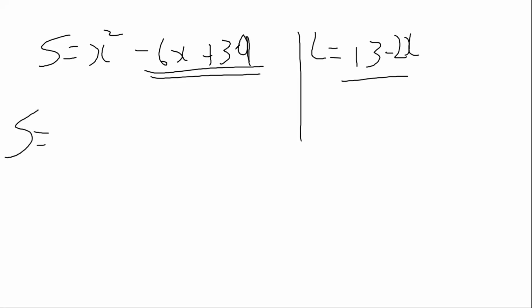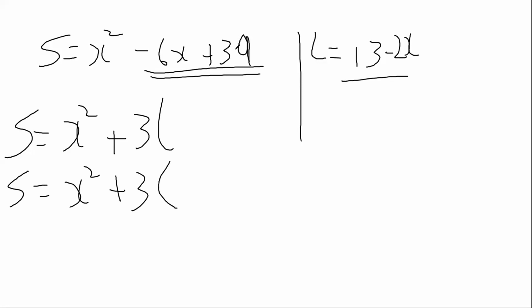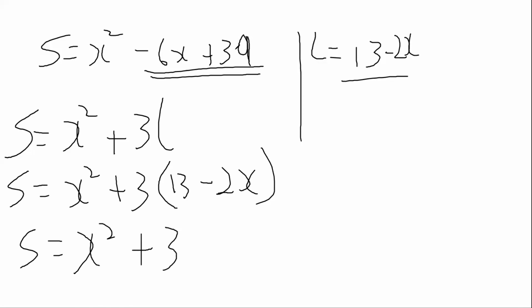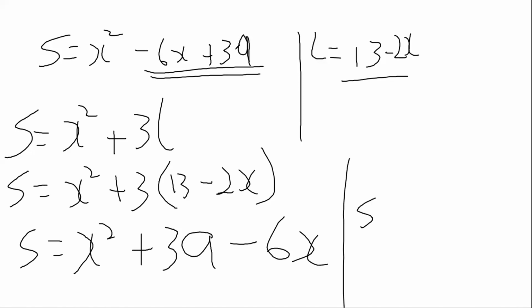That being said, we can say that 3x squared plus 3L will give us x squared plus 3, and we know the value of L is what? 13, take away 2x. So S is equal to x squared, 3 by 13 is 39 minus 6x. Of course, we can just rewrite it how they want it: x squared minus 6x plus 39. And that's it.